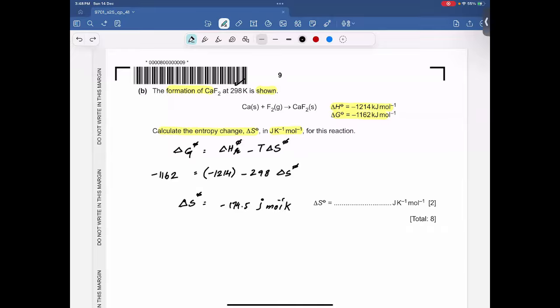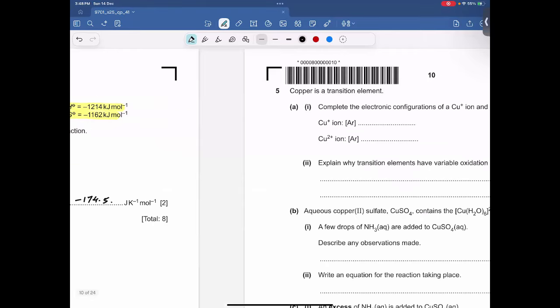Or you can write joule per Kelvin per mole. So minus 174.5 is going to be the right answer. So that's the end of question number 4. That was the easiest question, I must say. Let's move on to question number 5.